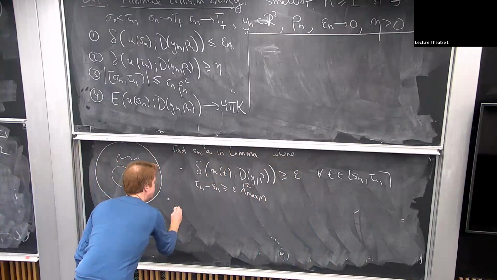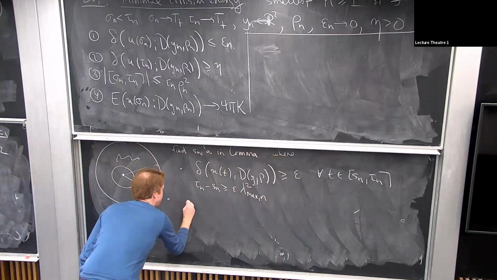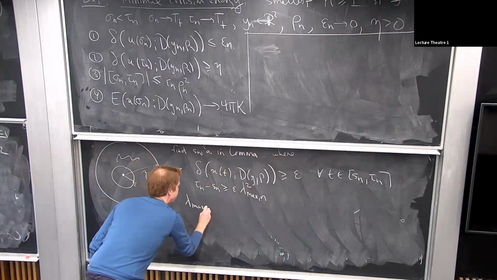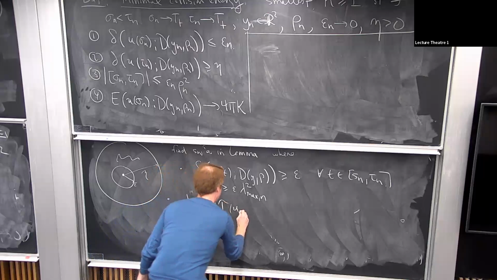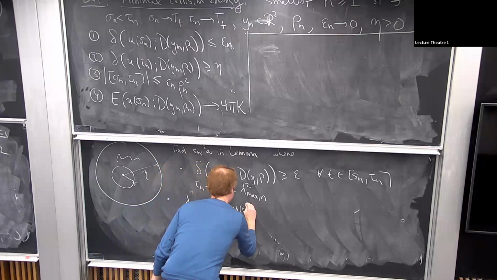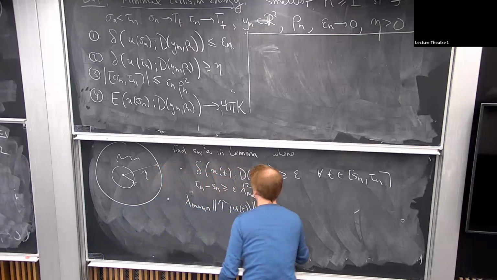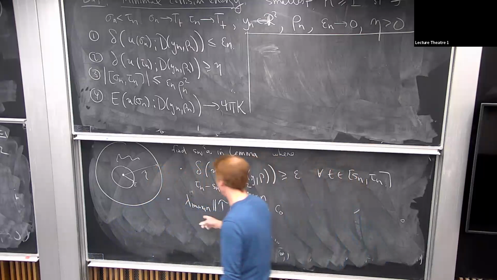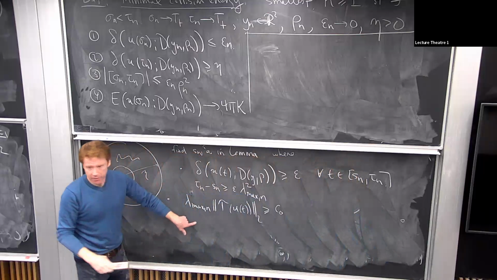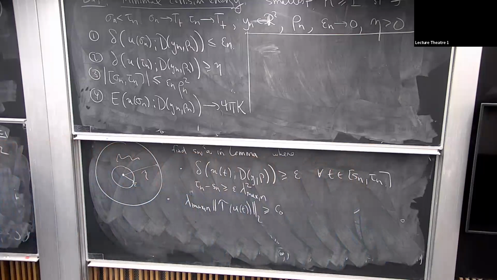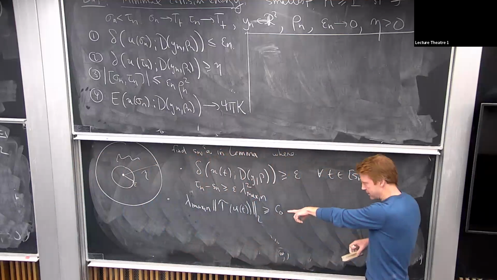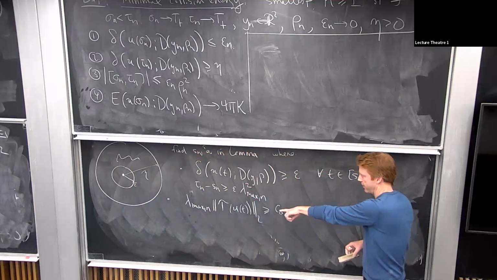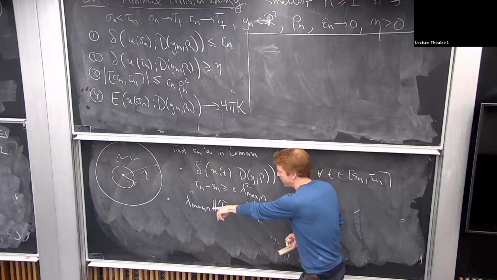But now, on the other hand, what this tells me is that my tension has to be big on this whole time. It's bigger than or equal to C naught. Why? Otherwise, I have elliptic bubbling, so I have bubbling at scale lambda max n. It's not a straightforward argument at all, but this gives me bubbling.